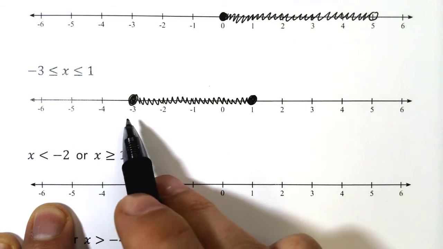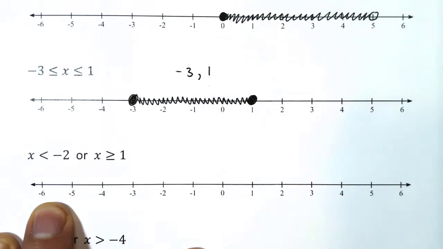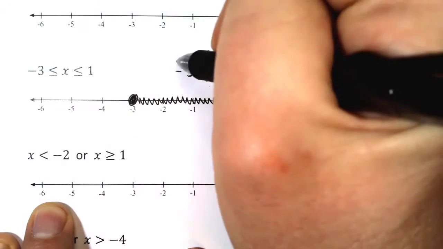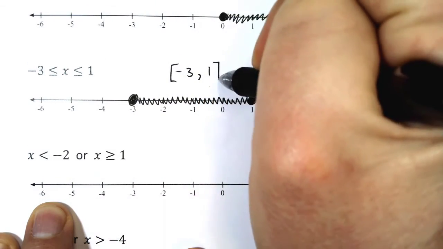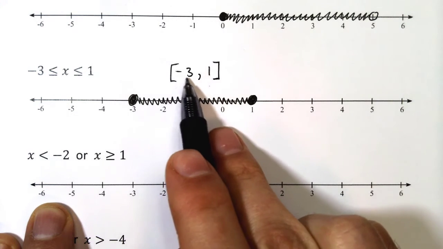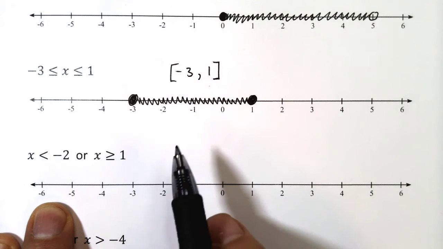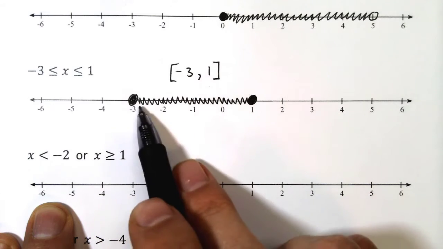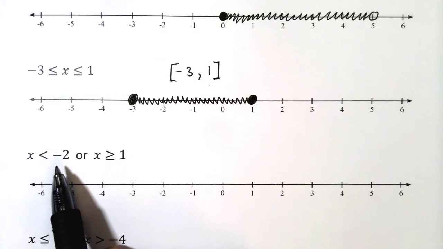And if I write this as an interval, I go from negative 3 to 1. And it can equal negative 3. I filled this in, so I use a square bracket. And it can equal 1. I filled that in, so I use a square bracket on the right. And again, note that this number has to be less than this number. Otherwise, we did something wrong. The order in which they appear in the interval should match the order in which they appear on the number line. Let's go to the next one.